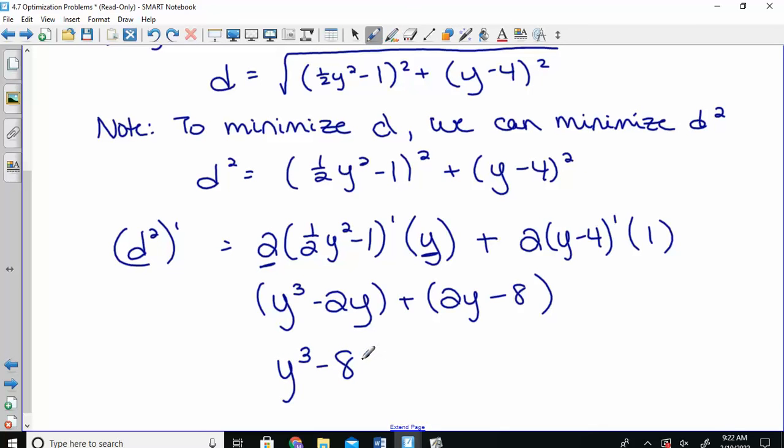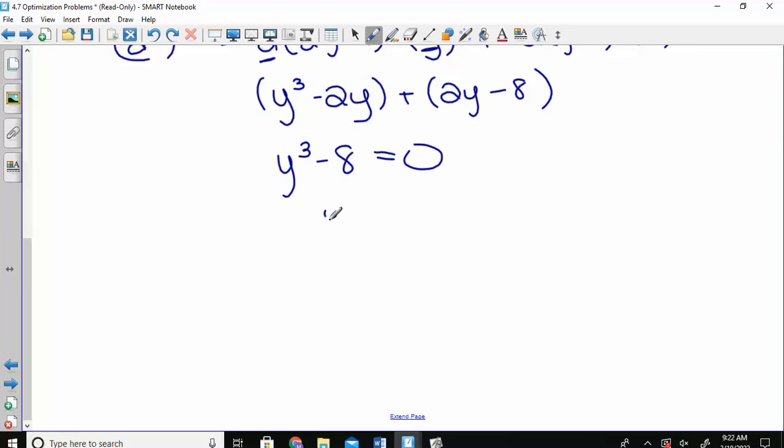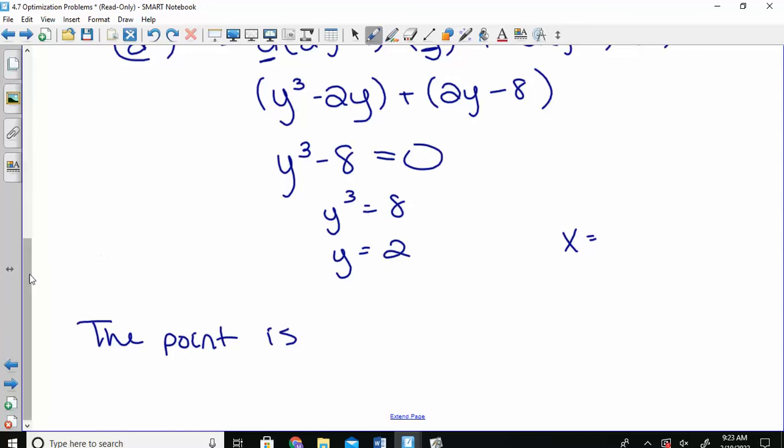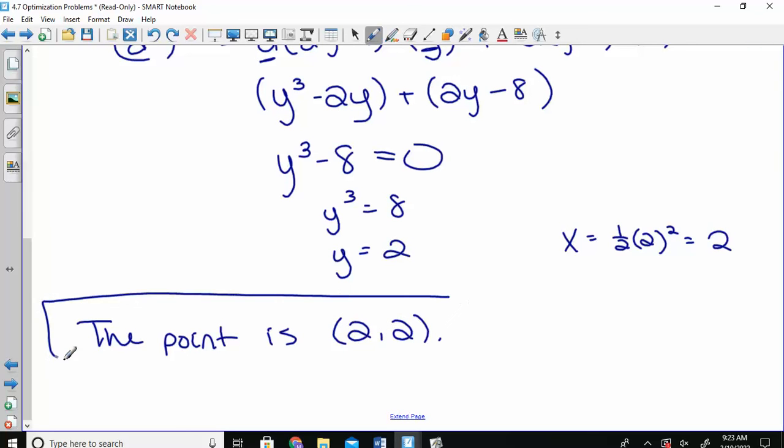And what do I want that to equal? Let's see. So y cubed is 8, which means the cube root of 8 is 2. We need x, but we said x was 1/2 y squared. So 1/2 times 2 squared, 1/2 times 4 is 2. So the point is (2, 2).